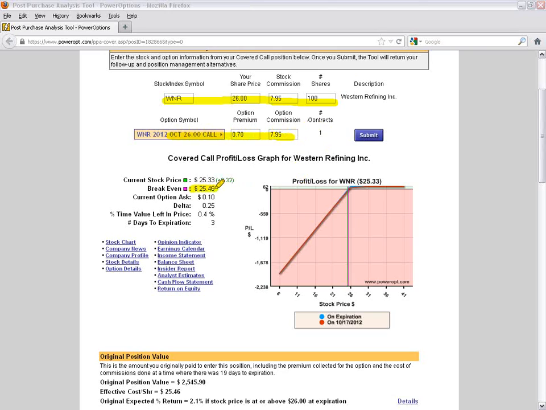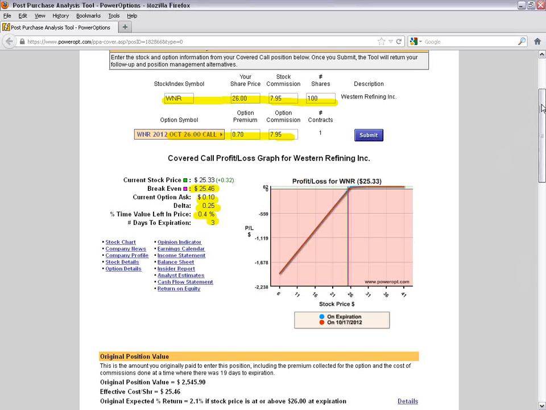Our break even initially was 25.46. The stock is trading below that. See the current option ask price for our call is 10 cents. Delta is at 0.25. The time value left in the premium is 0.4%. Common rule for covered call traders and naked put traders that you might want to use as an alert, you can if you want to, is that if the call has dropped below 1% of time premium from when you sold it, or if the naked put has dropped below 1%, that's another common trigger that's used by covered call and naked put investors, as well as that 80% rule. Of course, we have 3 days left to expiration, and we have our profit and loss chart.